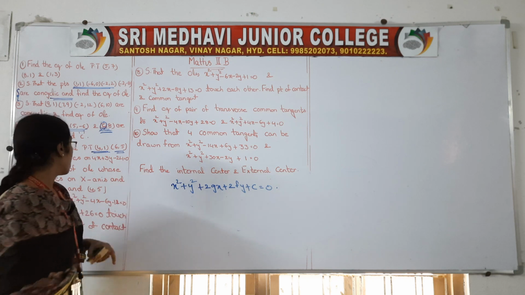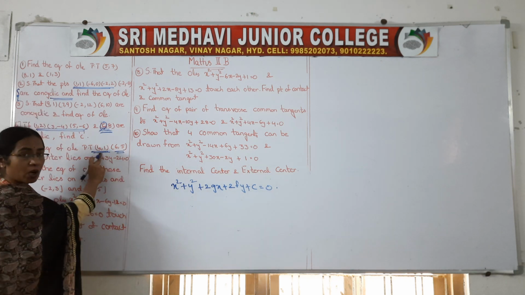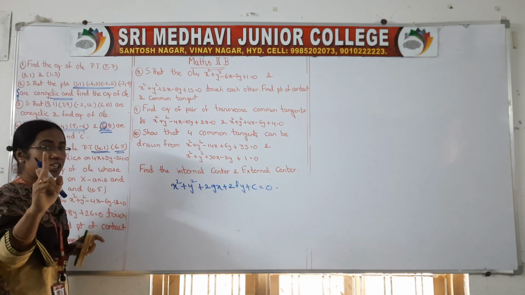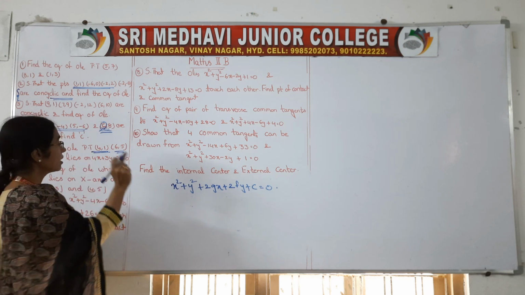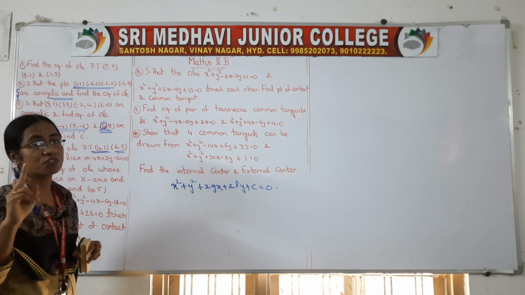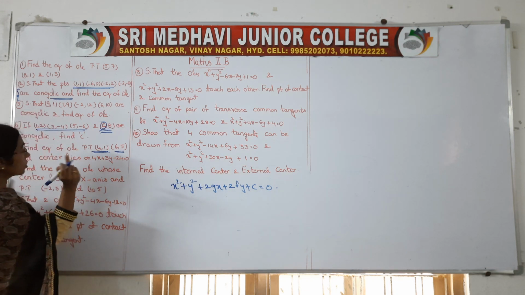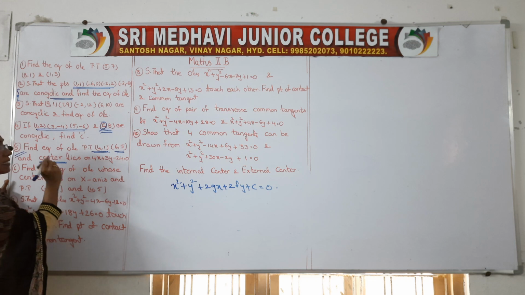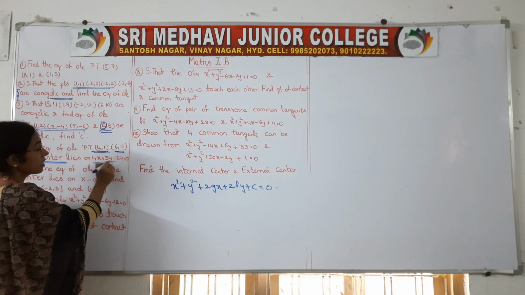right? This circle passes through this point. You will get one equation in terms of g, f, c. This circle passes through this one. You will get another equation in terms of g, f, c. And one more thing is given to us. Center lies on this line.